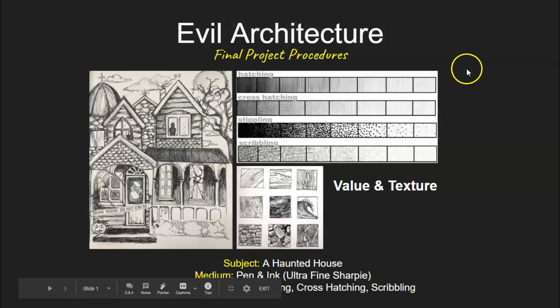All right, everyone, you are now ready to move on to the final project. You have completed your thumbnail sketches, you chose your favorite, and then created a rough draft sketch. Now it's time to move on to the final haunted house drawing. The subject, of course, is a haunted house. The medium, we are using pen and ink, which in this situation is ultra fine Sharpie. The techniques you will be using are stippling, hatching, cross-hatching, and scribbling or scumbling.